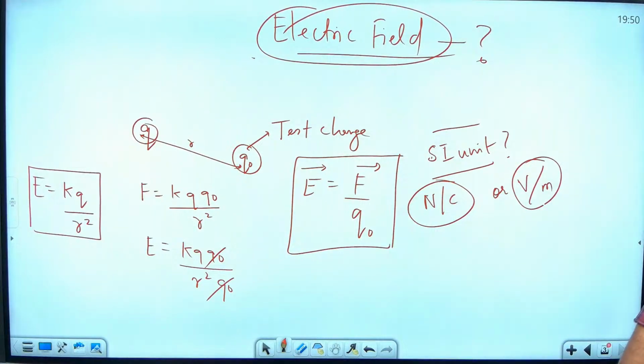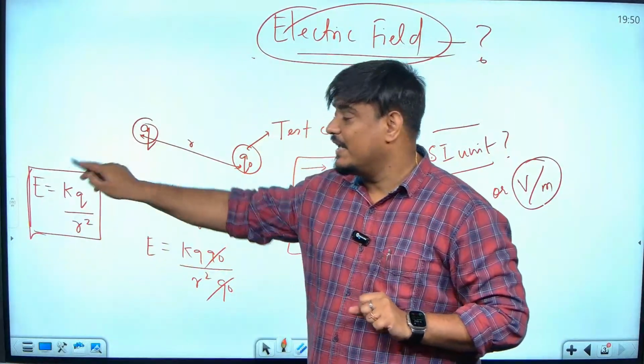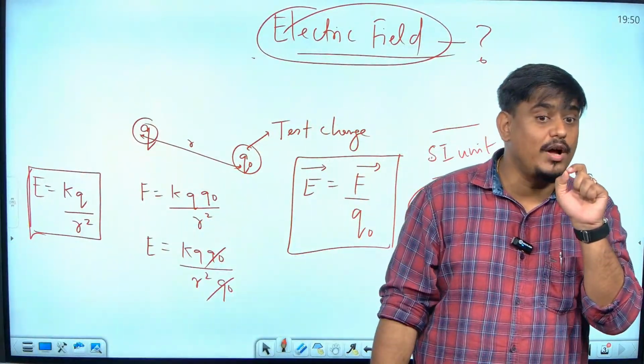I'll give time for writing. Listen. This formula, which is E is equal to KQ by r square, is electric field due to a point charge.